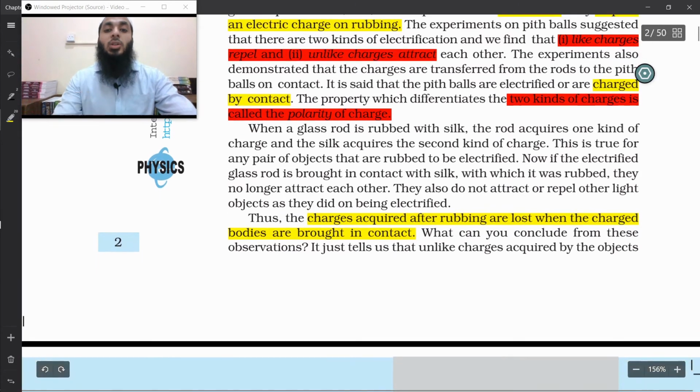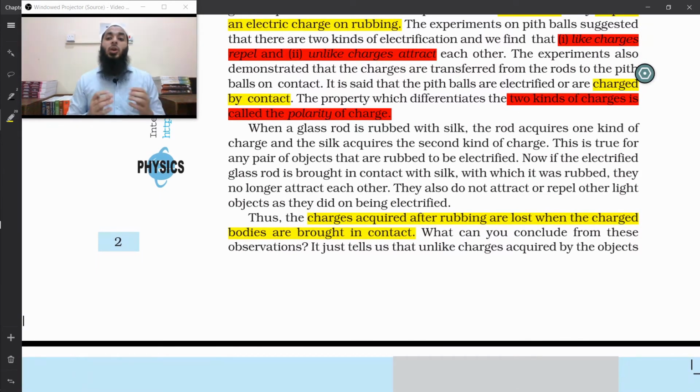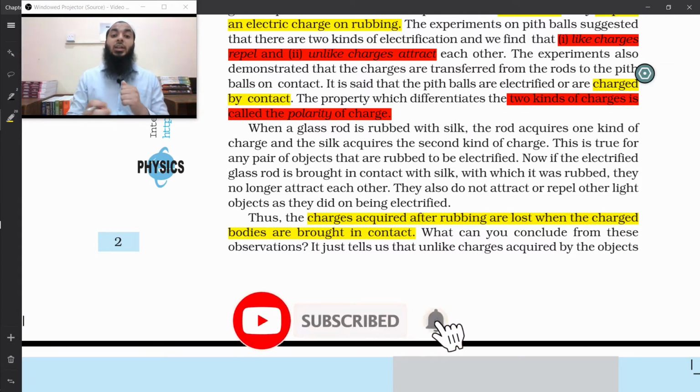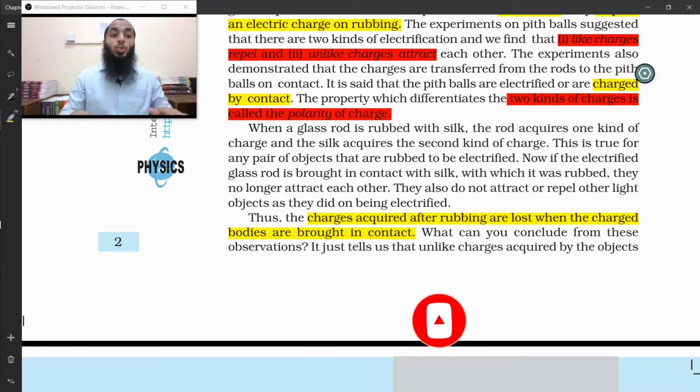When a glass rod is rubbed with the silk, the rod acquires one kind of charge and the silk acquires the second kind of charge. This is true for any pair of objects that are rubbed to be electrified. But now if the electrified glass rod is brought in contact with the silk with which it was rubbed, they no longer attract each other. Very good observation. Now they also do not attract or repel other light objects as they did on being electrified. So what do you understand from this? They have ceased to be electrified.